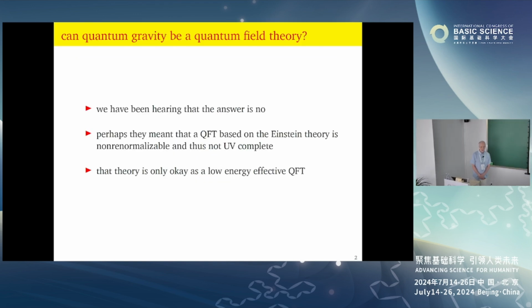The main question for this talk is, can quantum gravity be a quantum field theory? Last week, I think we heard a few answers to that question, and it was quite a resounding no. Perhaps they meant that a quantum field theory based on the Einstein theory is non-renormalizable and thus not UV complete, which is certainly true. And that theory is only okay as a low-energy effective quantum field theory.